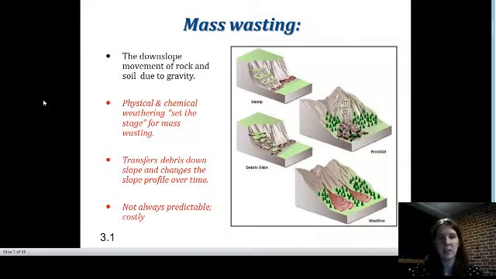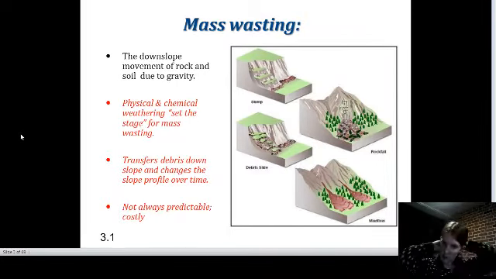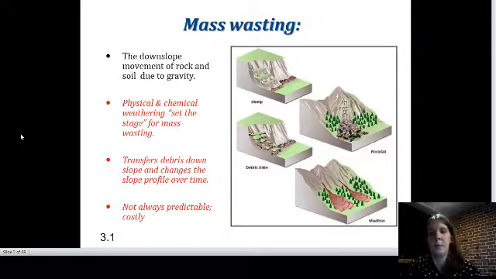Mass wasting events are not always predictable. There are a number of calculations that scientists are able to use to try and determine if a mass wasting event is likely, but it's impossible to accurately predict when and where a mass wasting event will occur.